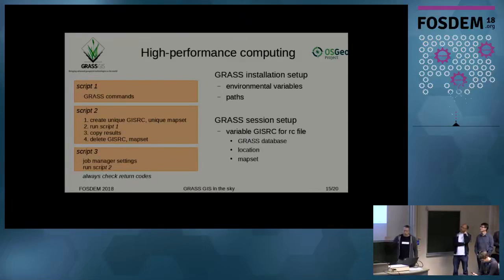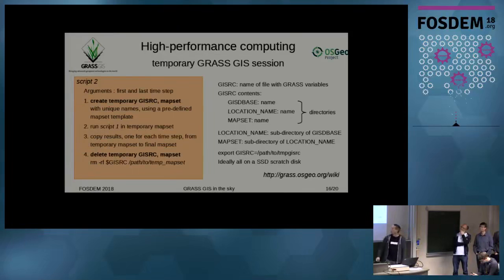The GRASS session is divided into 2 components. First, we have to set up the GRASS installation, some environmental variables, and also paths, like where are the GRASS libraries and the GRASS executables and so on. This is all done automatically on import. And then the actual session, which means we have to define where the spatial data are located. A little bit more into the inner workings, but I won't go into too much detail. So we have a special file called GSRC with the settings of the GRASS session.